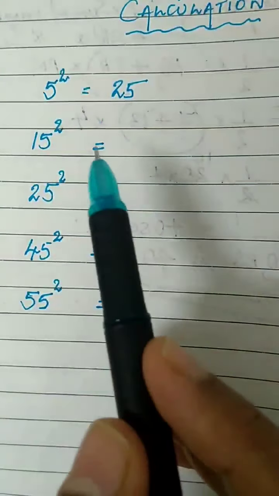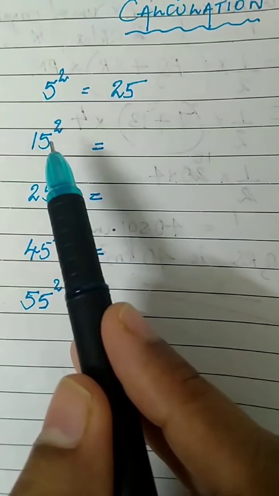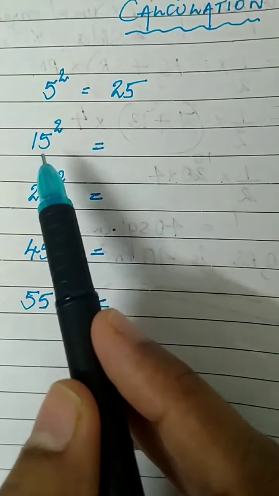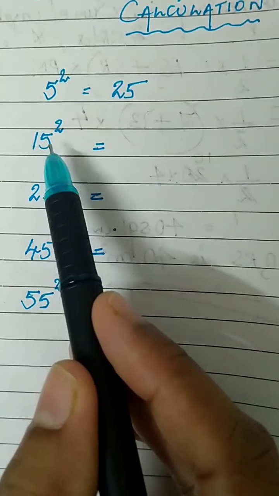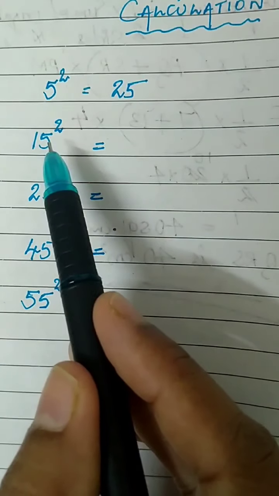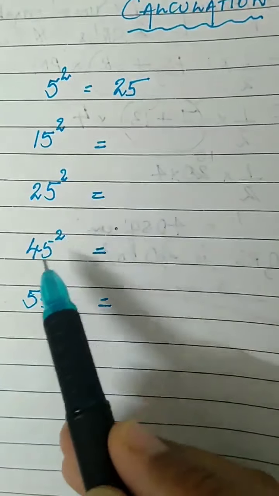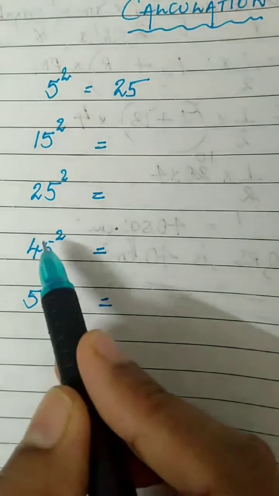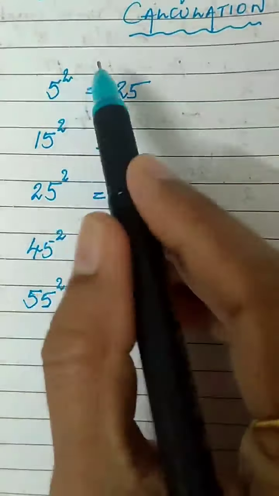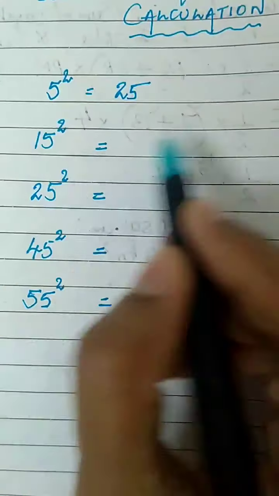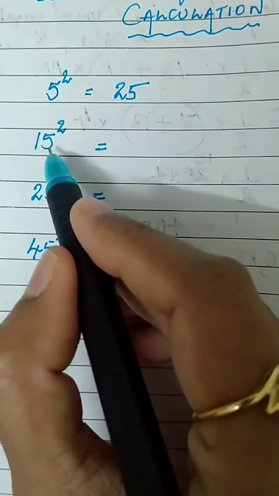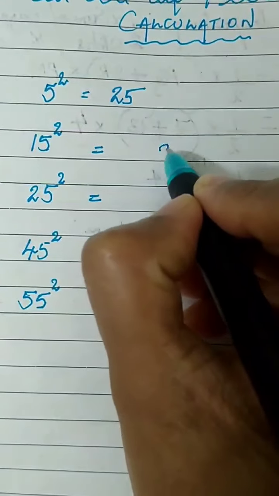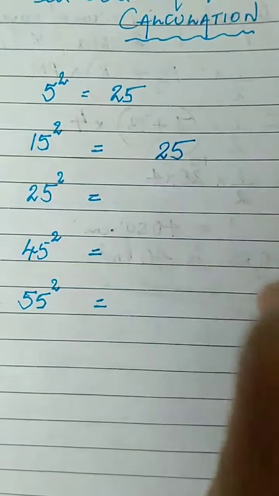First and foremost, this will work for squares of numbers where you have 5 on your units place. 5 should be there on the units place. So 15 square, 25 square, 45 square, 55 square. You can see on the units place you have 5. And 5 square we already know. So how to do this trick is that first you find out how much is 5 square. 5 square we all know it is 25. So first write that 25.